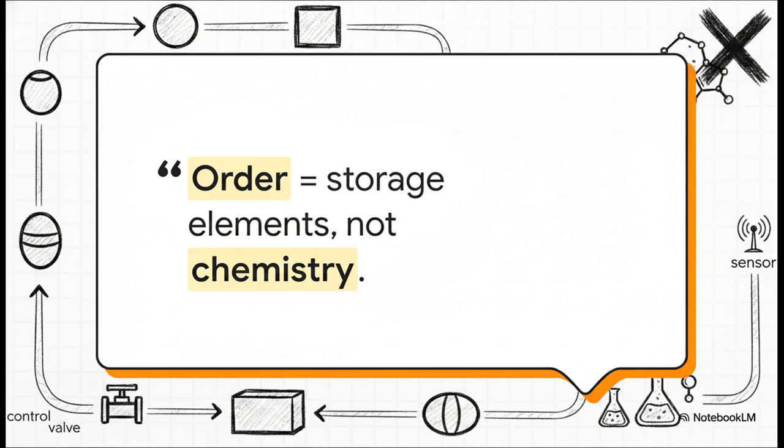Now here's the huge insight that most people completely miss when they're pulling their hair out trying to tune a loop. Process order has absolutely nothing to do with how complicated the chemistry is or how fancy the mechanical design is. Nothing. It is purely about the number of physical storage elements, those capacities, sitting in the chain between your control valve and your sensor.